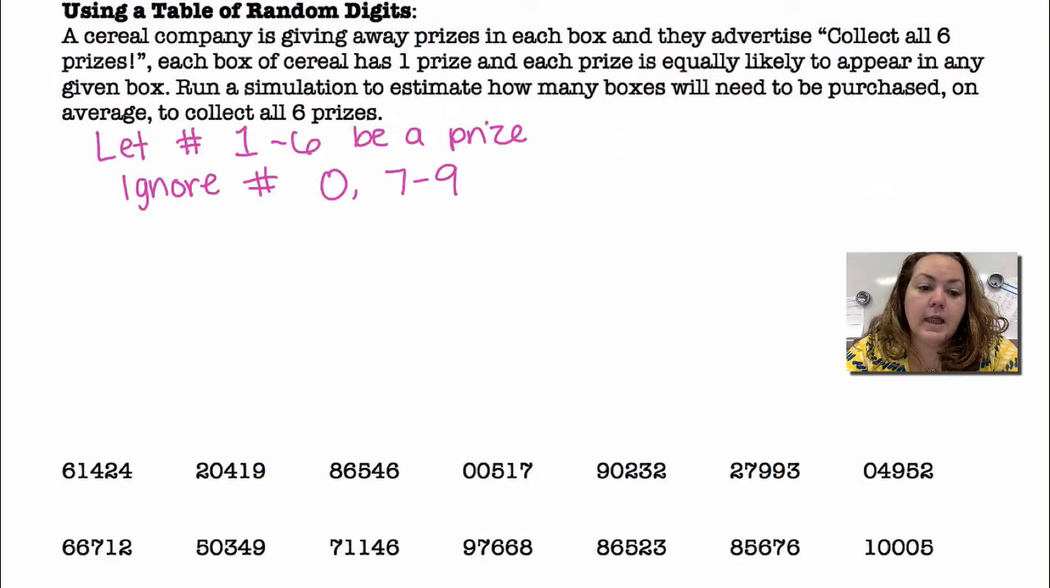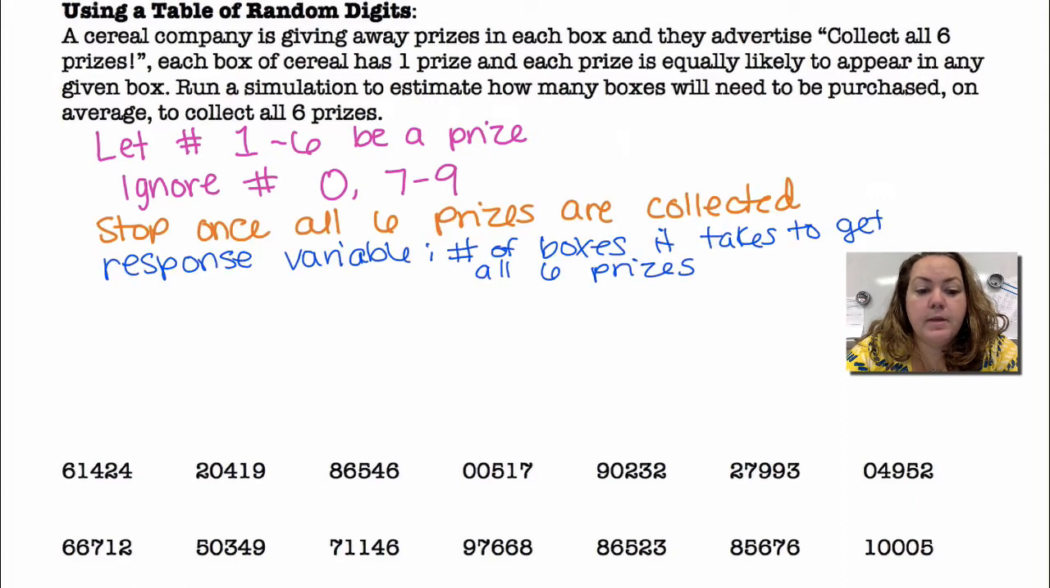All right, so we're going to say let the numbers 1 through 6 be a prize. I'm going to ignore the numbers 0 and then 7 through 9. All right, I'm going to stop once all 6 prizes are collected. My response variable is going to be the number of boxes it takes to get all 6 prizes. That's what I'm going to be measuring. And I'm going to do as many trials as I can.